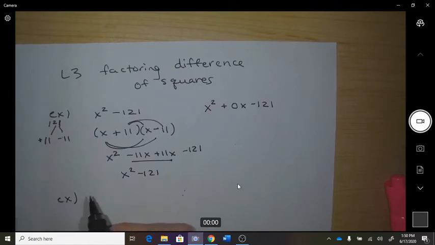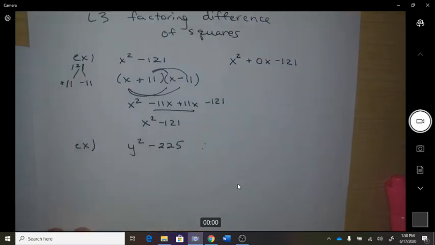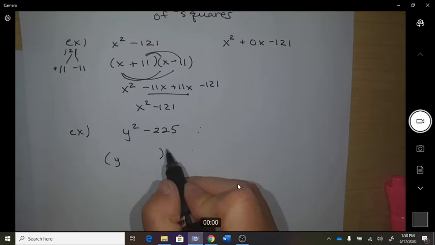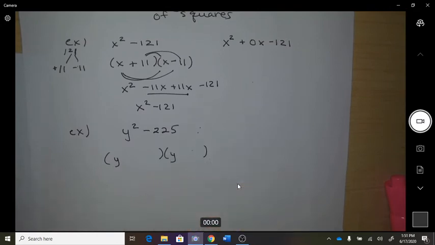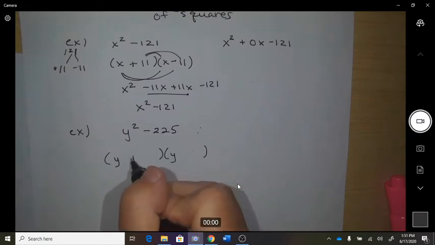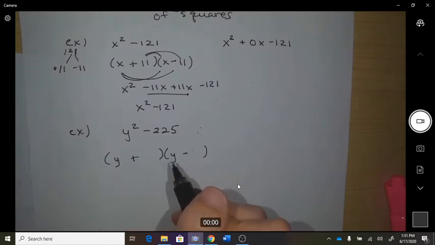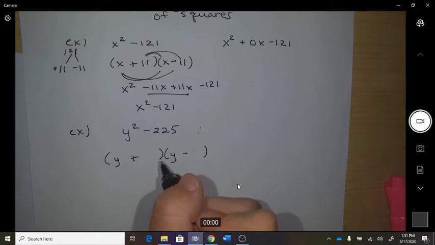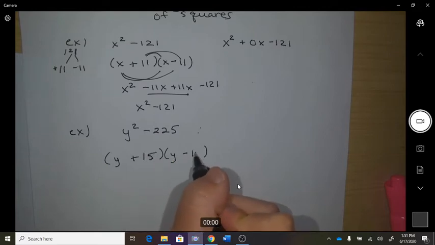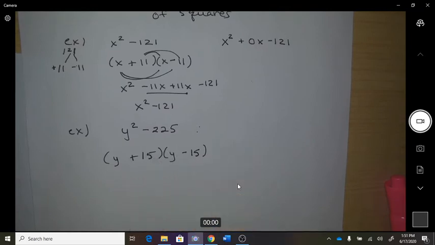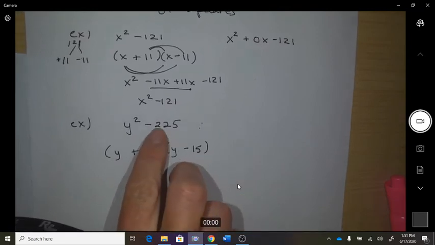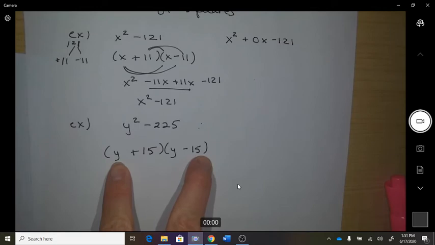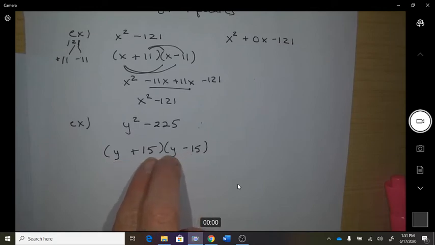So our next example, y squared minus 225. Okay, so y and y are in the first positions of the binomial. And then to multiply to a negative, I know it's a plus and a minus. Okay, and the square root of 225 is 15. So you can see that they multiply to negative 225, and then the outsides and these insides would be gone because they would add up to 0.